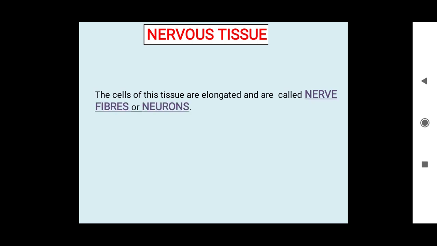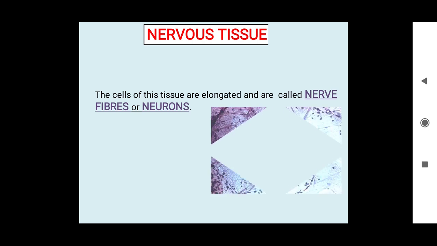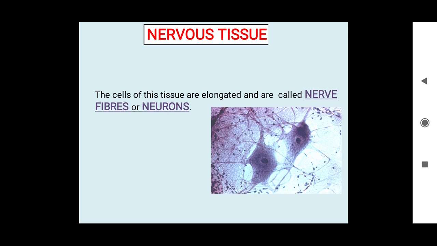Nervous tissue is made up of cells which are very elongated. If you remember, nerve cells are supposed to be the longest cells in the human body. They may be as long as 1 meter. Now, because they are elongated, they are also called nerve fibers or neurons. Under the microscope, this is how nerve cells appear. There is the cytoplasm, or the main part of the cell, in the center. You can see the dark nucleus, and it has got many processes, big and small.